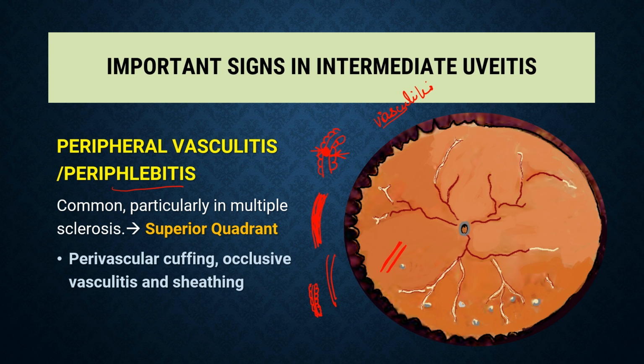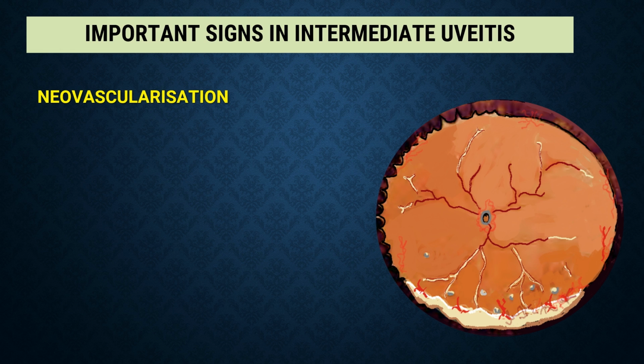Now, another important clinical point that I want you to know is that in cases of peripheral vasculitis in intermediate uveitis, the vasculitis is, in most cases, present in the inferior quadrant. However, there is a particular disease where you're going to see this vasculitis in the superior hemisphere of the retina, and that disease is multiple sclerosis. So always remember, whenever you see vasculitis, specifically peripheral vasculitis in the upper part of the retina or in the superior quadrant, always suspect multiple sclerosis, right?